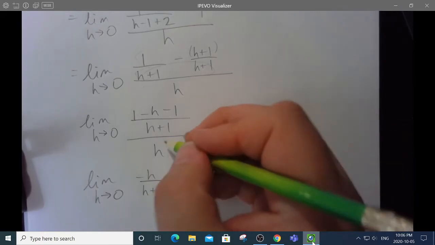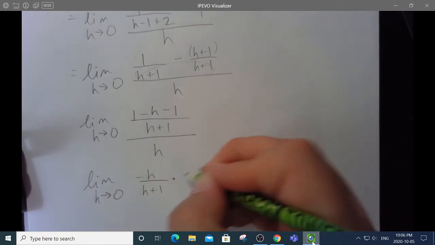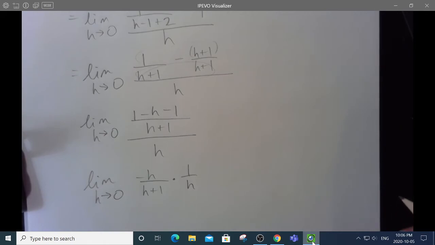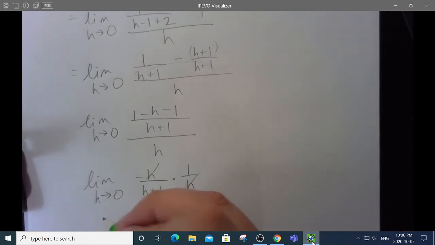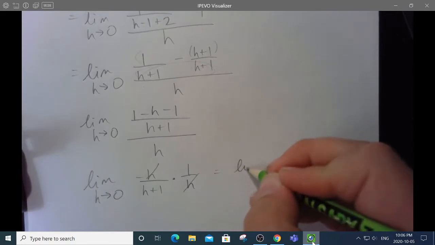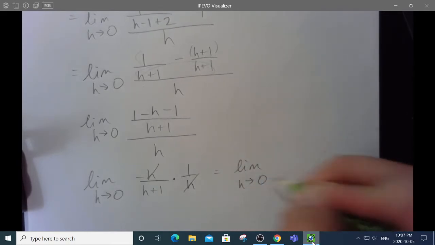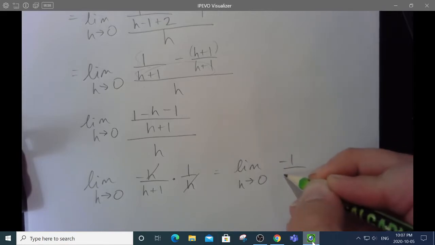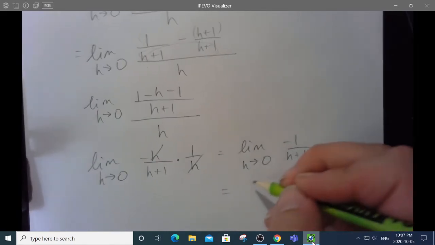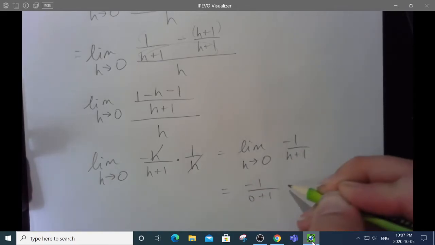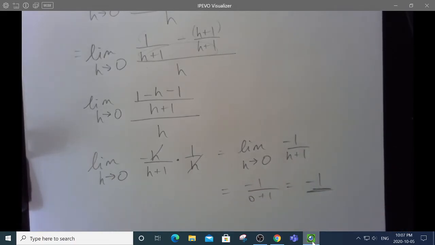And instead of dividing by h, why don't I times by h's reciprocal, because that's what you do when you're dividing fractions. The h's now cancel. That's nice. So I get, here I'll just move sideways, the limit as h approaches 0 of negative 1 over h plus 1. And since I can now plug in my h, my 0, because it won't make the denominator 0, that's going to equal negative 1 over 0 plus 1, which is negative 1. So that's the slope.